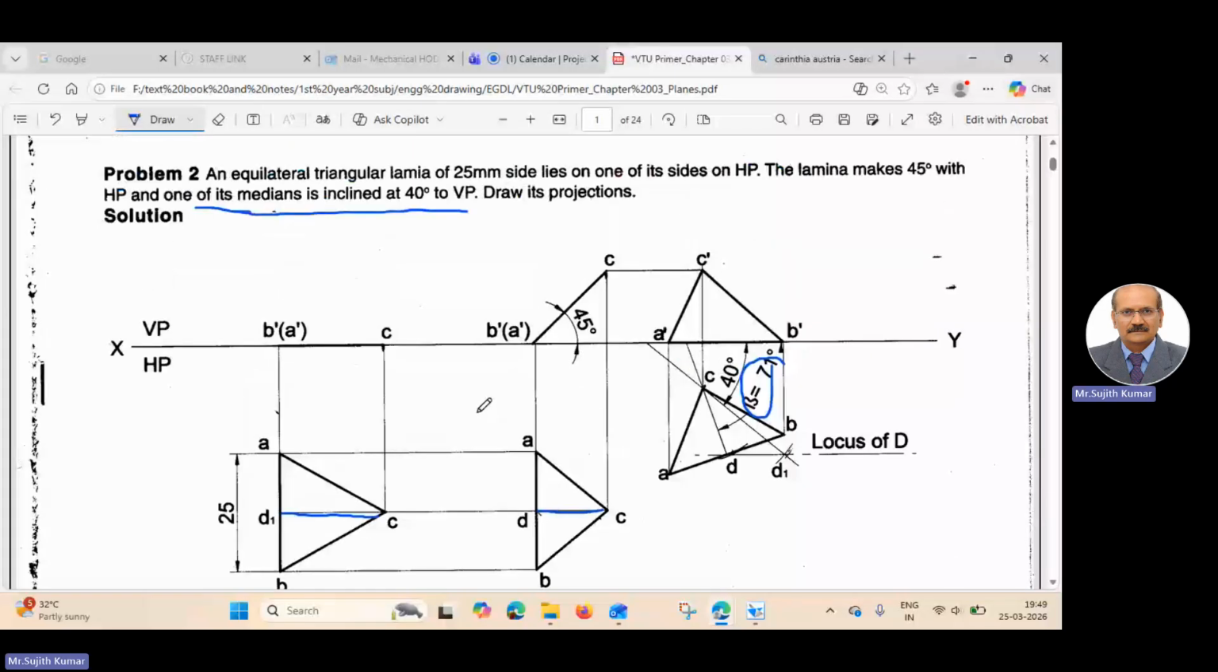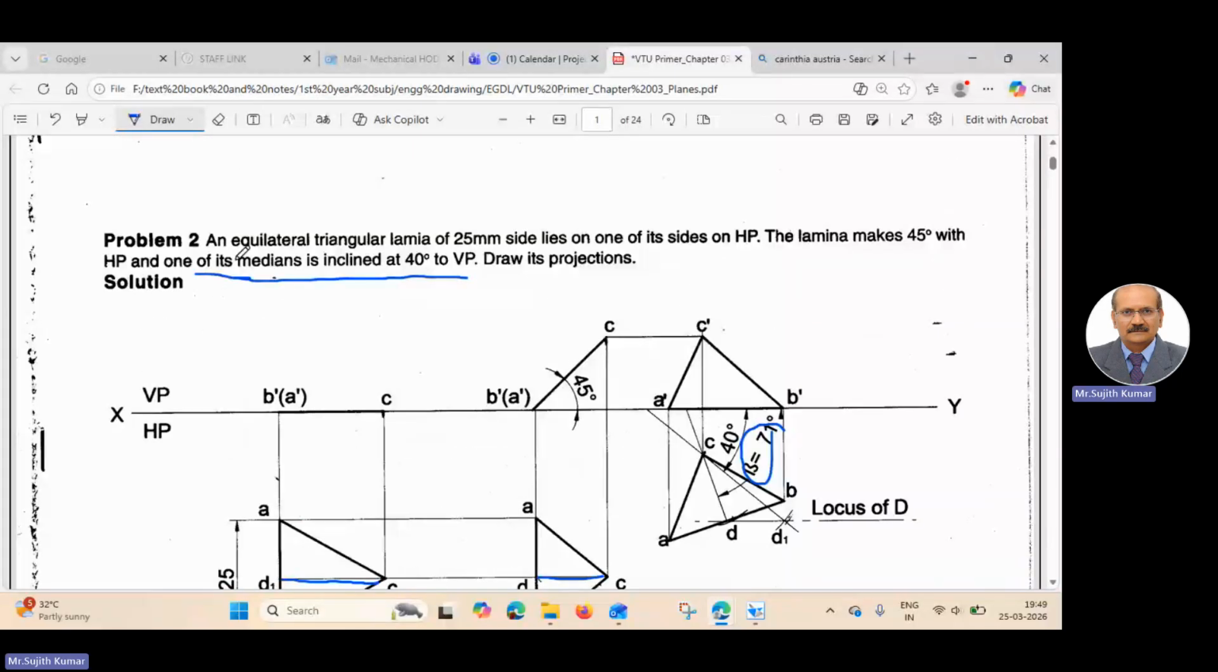Okay, good evening. Today we'll solve problem number 2. An equilateral triangular lamina, 25 mm side, lies on one of its sides on HP. The lamina makes 45 degrees with HP and one of its medians, this is important, is inclined at 40 degrees to VP. Draw the projections.